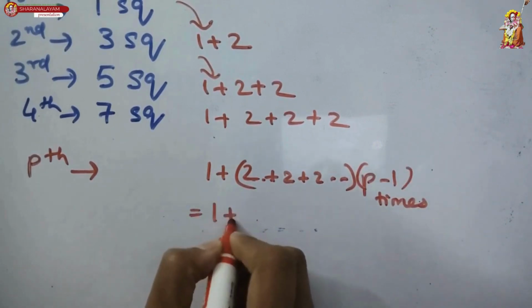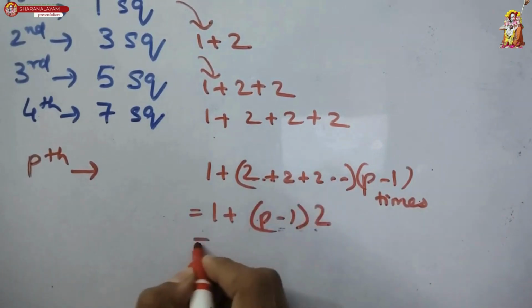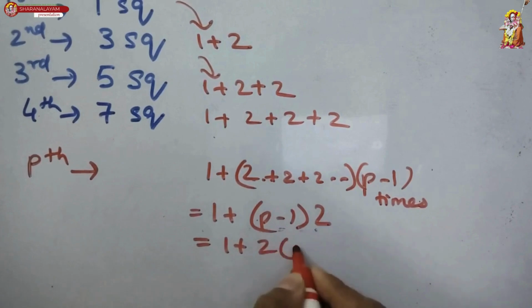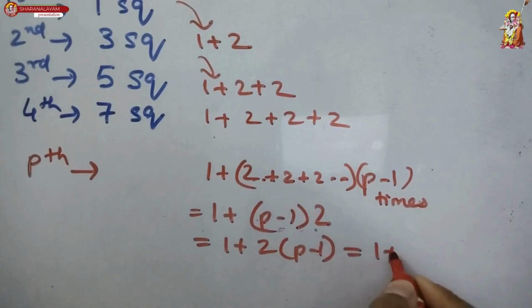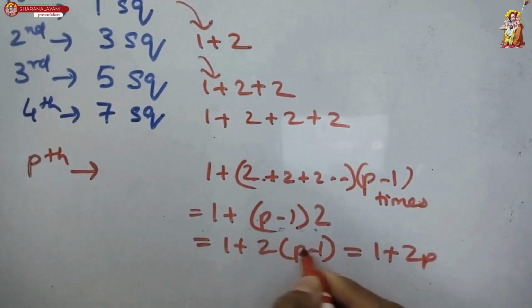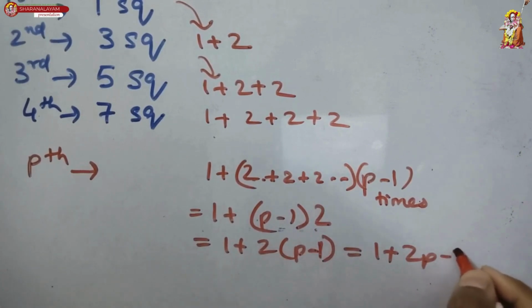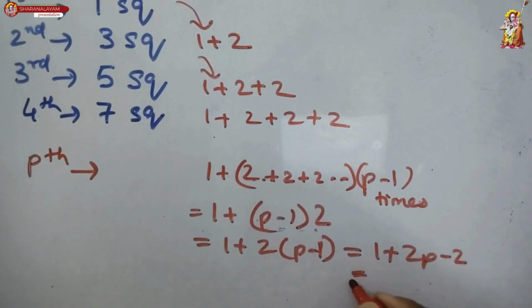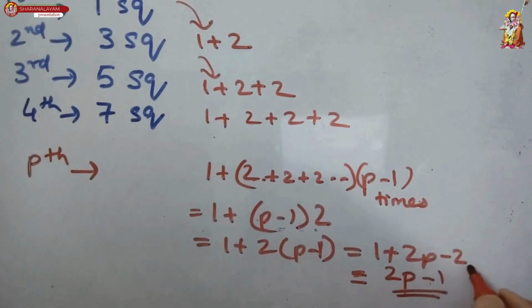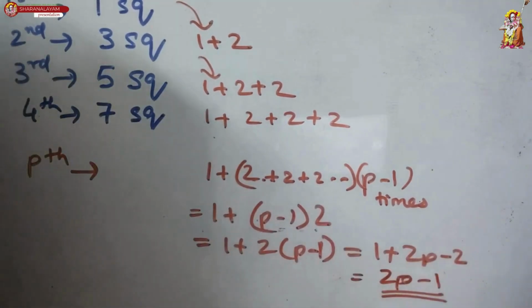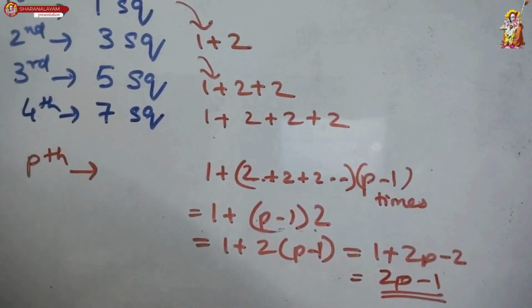So which is 1 plus p minus 1 times 2, this is the same as 2p minus 1. So 1 plus 2 times p is 2p, 2 into minus 1 or minus 1 into 2, which is minus 2. அப்போது நம்ம integers படித்தோம் இல்லையா, அப்போ என்ன வரும், 2p will remain as it is, 1 minus 2 will give you minus 1. So it is 2p minus 1. So that gives you the general rule for the number of squares for the pth pattern.